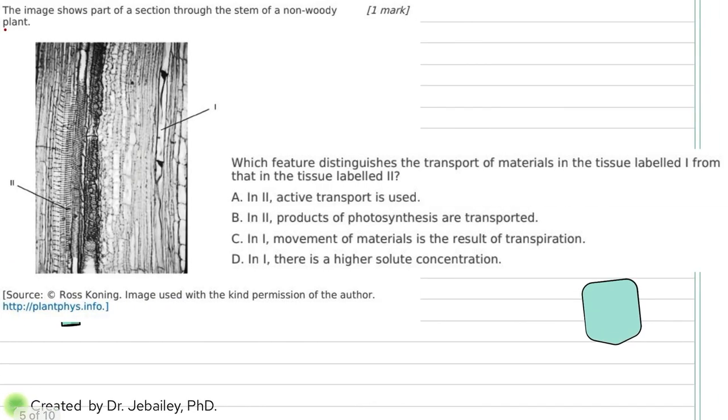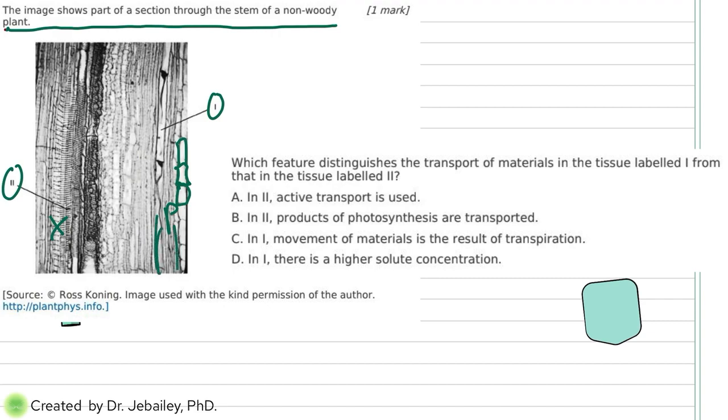Next, the image here shows a part of the section through the stem of non-woody plants. Now we have here 2 and 1, and you should know very well the structure of the xylem and the phloem. So you can see here is most of the xylem, and you can see that this has to do with the phloem. And these, if you notice, are the companion cells, while here you actually have the sieve tube. And here you can see the tracheids as well as the vessel elements of the xylem.